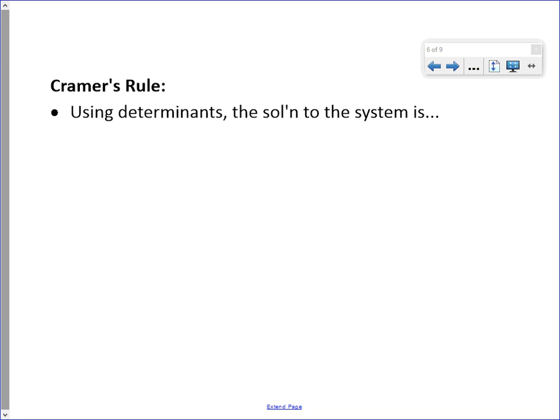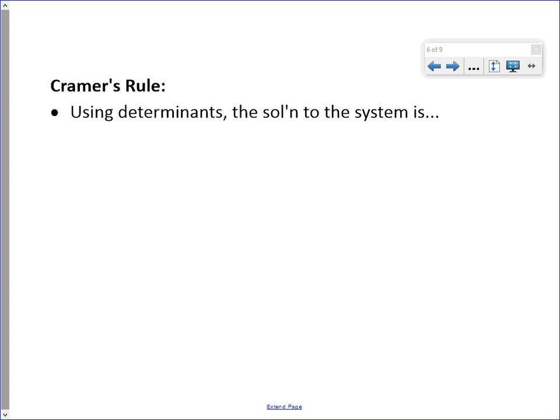Which is our third method to solve a system of equations. You already have augmented matrices and row operations. Get it in row echelon form or use your calculator for reduced row echelon form. You have matrix equations, AX equals B, and inverses. Multiply the inverse of A by B, and you'll have a solution. And then the third is going to be Cramer's rule, and it uses determinants.